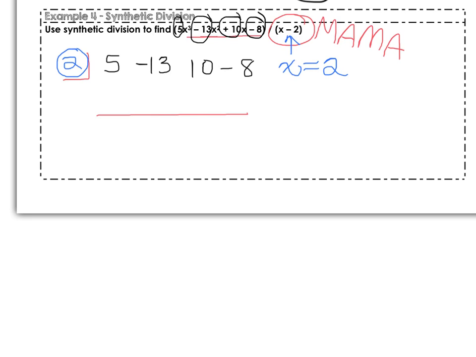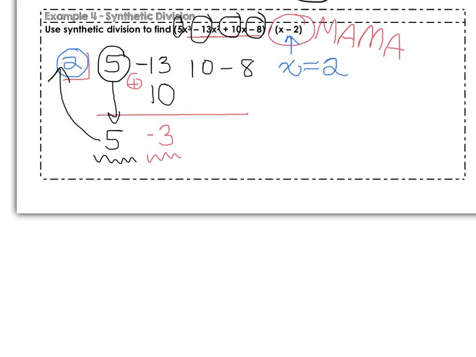All right, so I'm now going to take this 5 and I'm going to pull it down here. Now I'm going to take whatever I pulled down and multiply it by what's in my half box. So 5 times 2. Their product now goes here. That's where the M comes in from Mama. Multiply. The next thing is I'm going to add. So negative 13 plus 10 gets me negative 3.